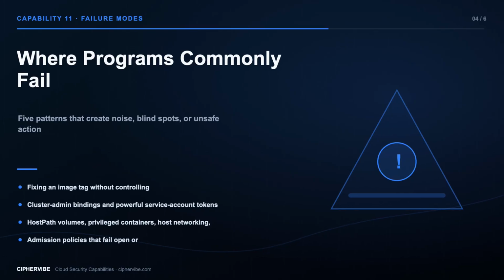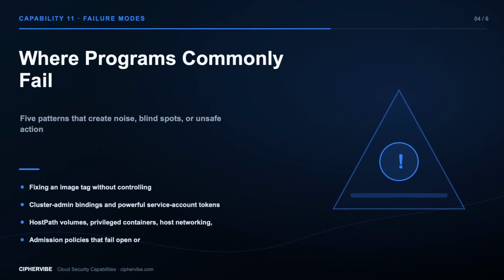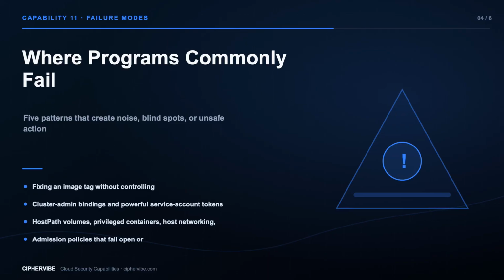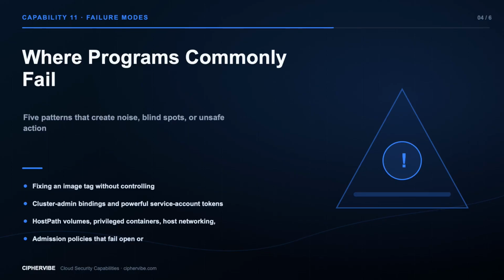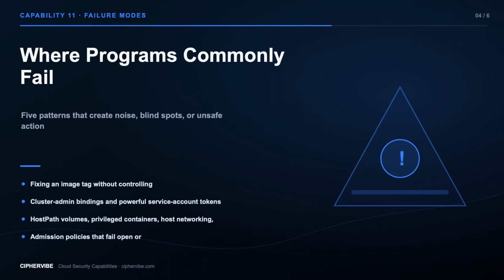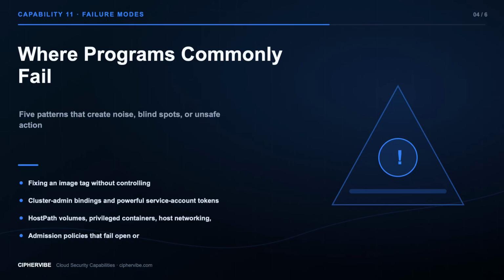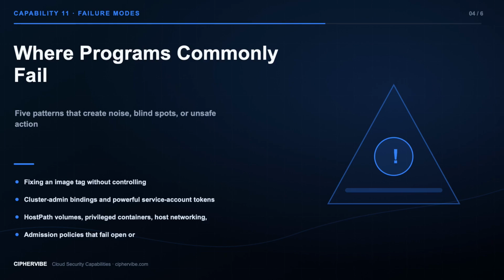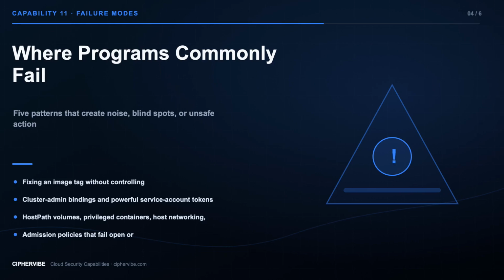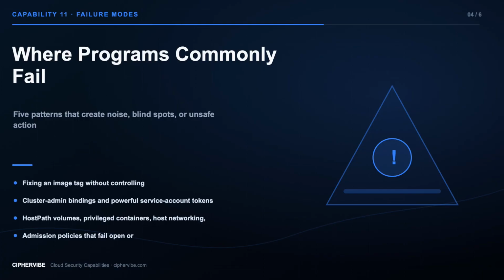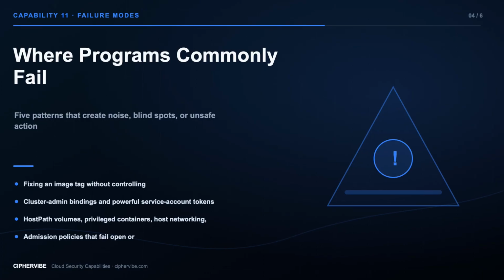Second, cluster admin bindings and powerful service account tokens create rapid privilege escalation paths. Third, host path volumes, privileged containers, host networking, and unsafe capabilities weaken isolation. Fourth, admission policies that fail open or exclude important namespaces create preventable gaps. Fifth, ephemeral workloads disappear quickly, taking local evidence with them unless telemetry is exported.